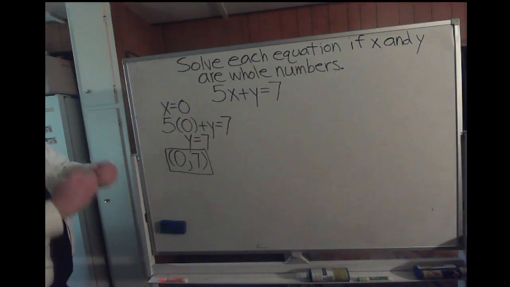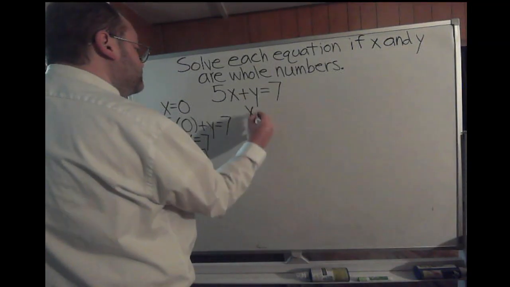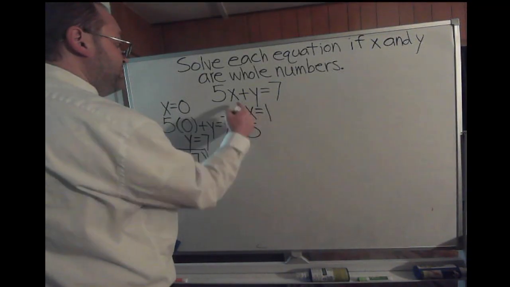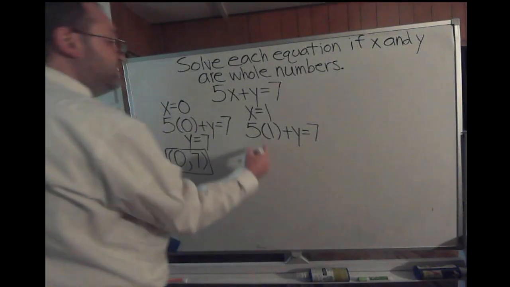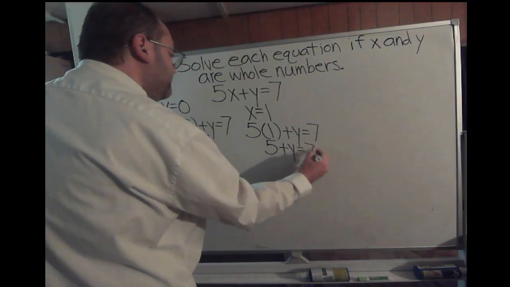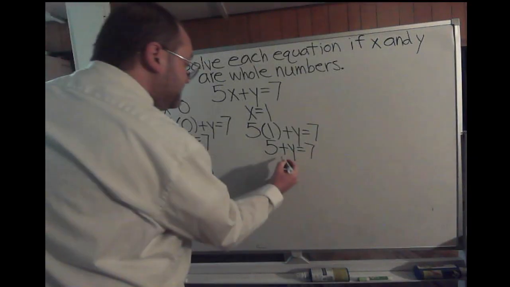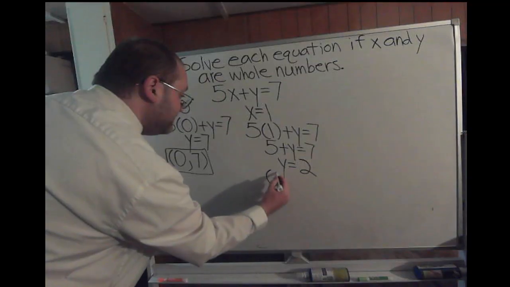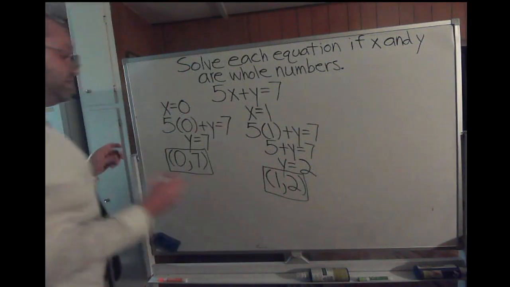That is one solution to this. What about when x equals 1? Okay, well, let's put in 5 times our x value of 1 plus y equal to 7. 5 times 1, that's 5. You get 5 plus y equals 7. Well, we want to solve for just y. So subtract 5 from both sides. If you do that, you get y equals 2. So when x equals 1, y equals 2. So you get the ordered pair 1, 2.